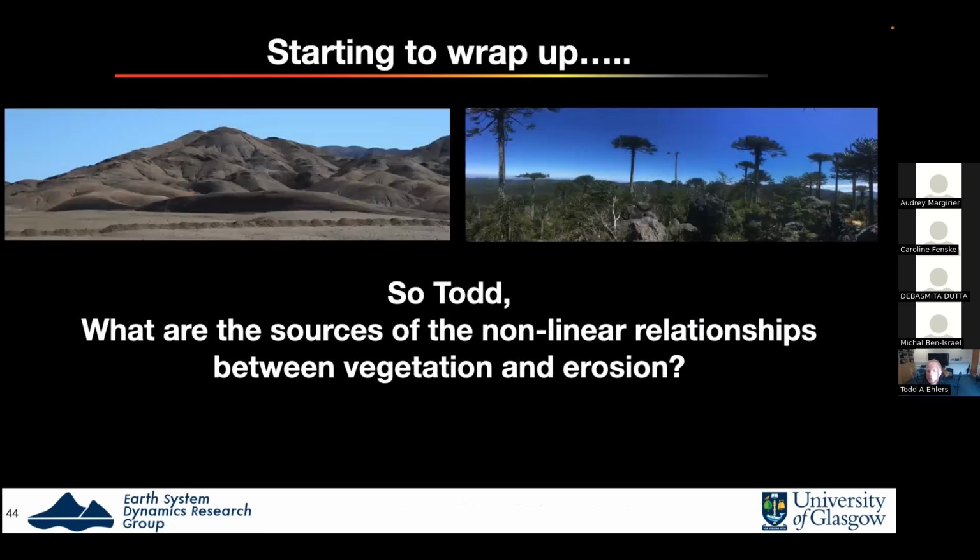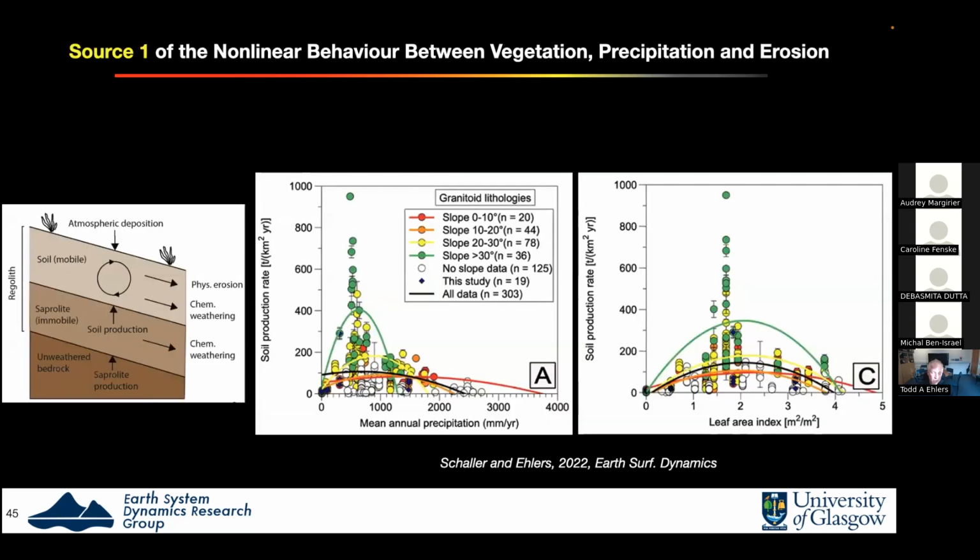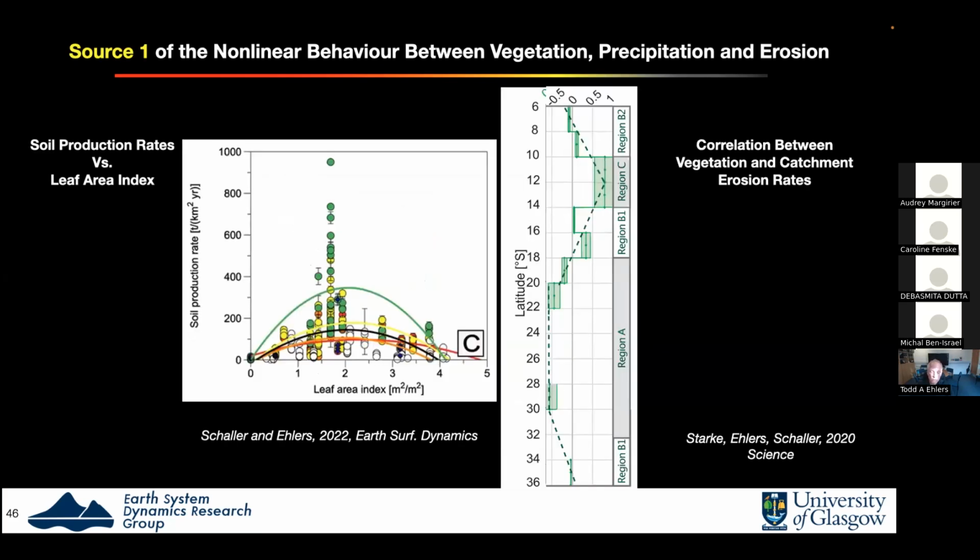Okay, I'm just going to quickly wrap things up here. You might be wondering what the different sources of these nonlinear relationships between vegetation and erosion are. I've hinted at them already a little bit. The first one comes from the nonlinear relationship between soil production rates and vegetation. I think this is probably the process we understand the least well.